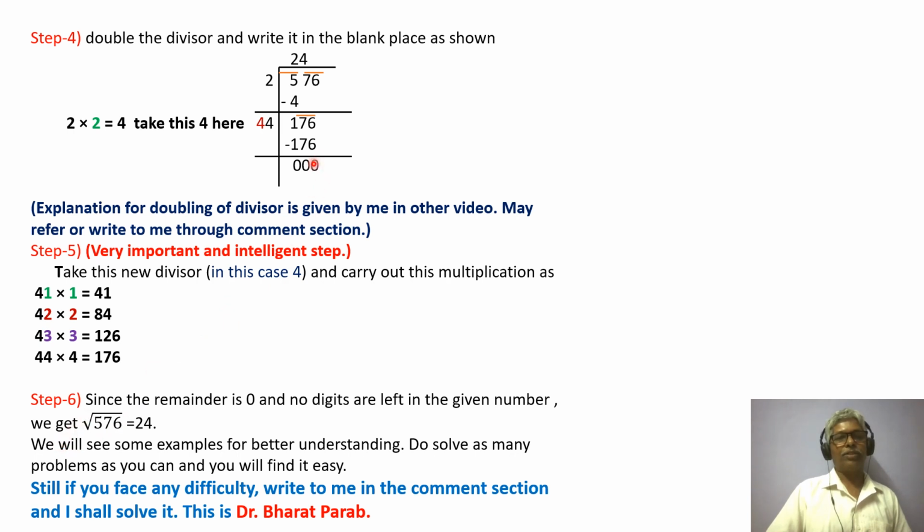So step number 6: since the remainder is 0, no digits are left in the given number. There are no other digits. Had there been any digits, we would have had to take those digits also, but there is no digit left. So we get the square root of 576 is 24. This is the square root. Remember this.